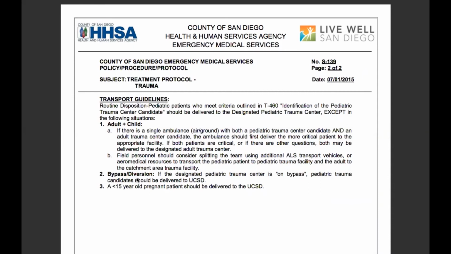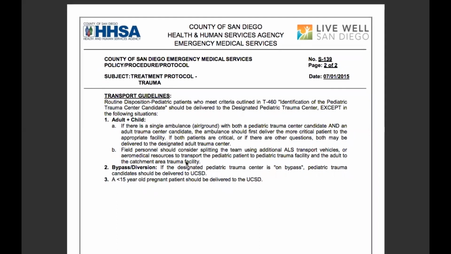Bypass or diversion. If the designated pediatric trauma center is on bypass, pediatric candidates should be delivered to UCSD. Less than 15-year-old pregnant patient should be delivered to the University of California, San Diego Hospital. All right, so these are some transport guidelines.